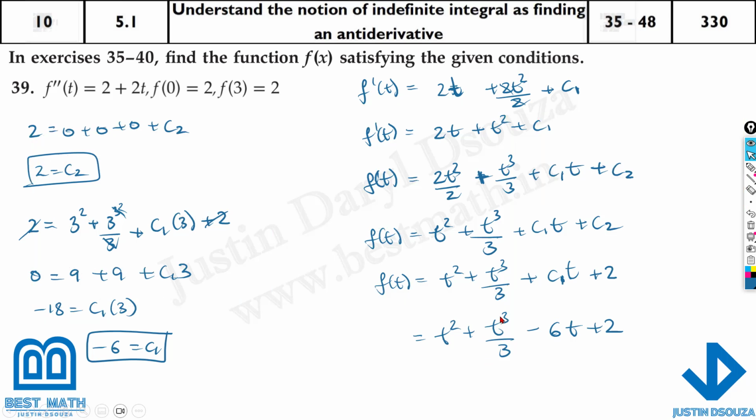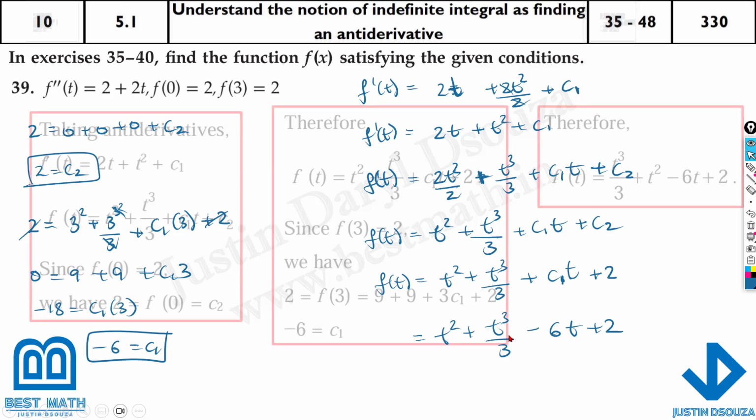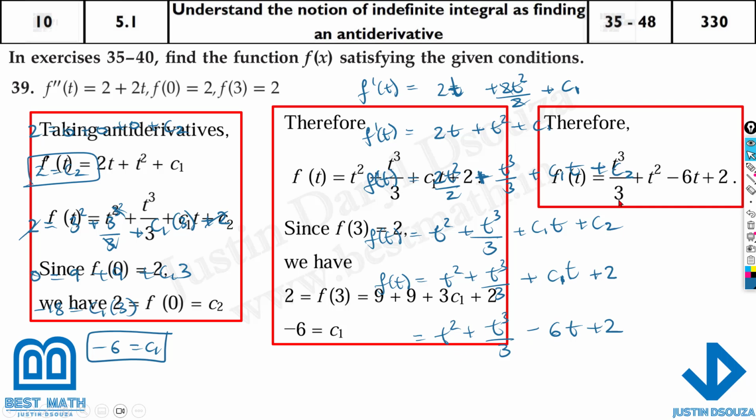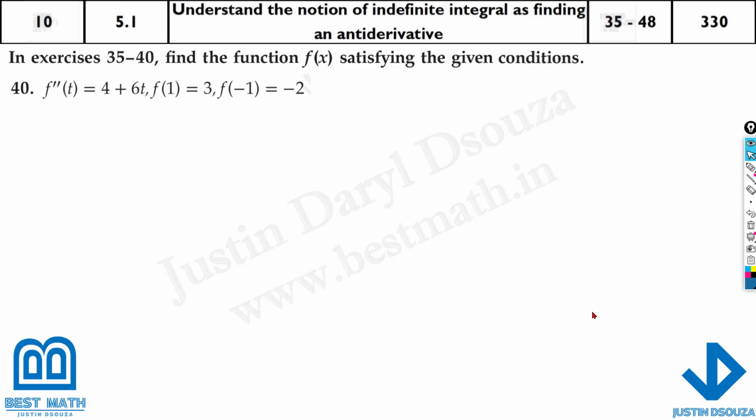Now they have written t to the power 3 first. That's absolutely fine. You can write this, this is also correct, this is also correct. And that's it. That's the answer. So similarly, please do try the other problems.